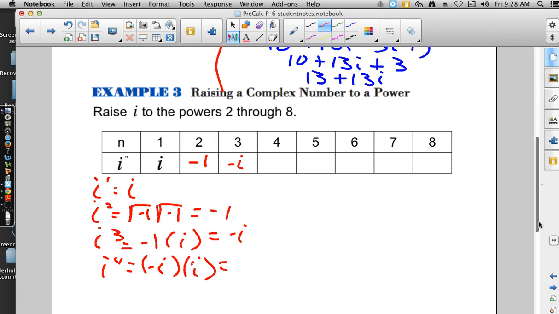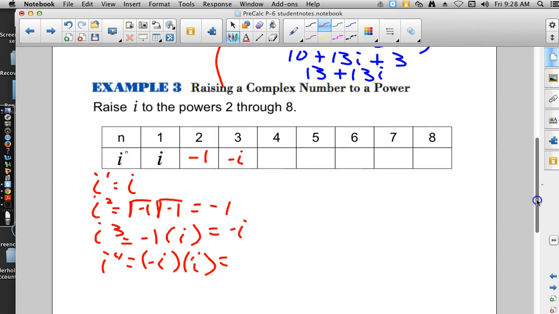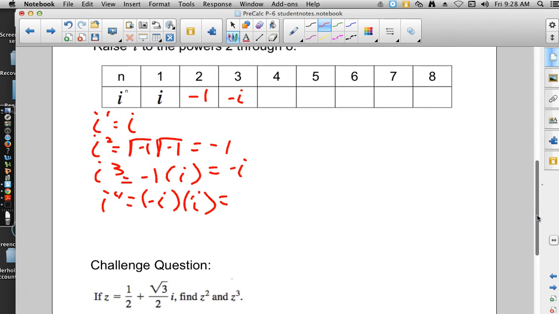I say, hang on a second. That's going to give me a negative i squared. Well, i squared is negative 1. So that'll give me 1. Huh. Then we'd have 1 for i to the fifth times i. Oh, that's just going to be i. That was nice and easy.